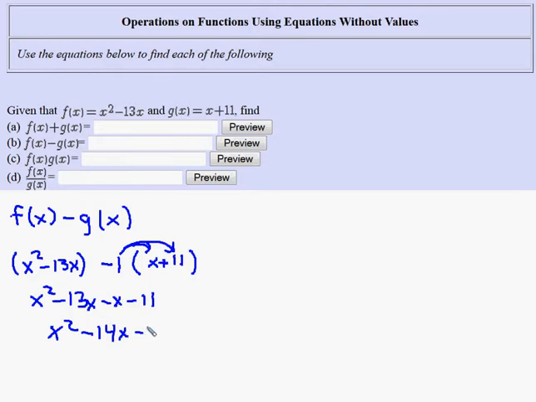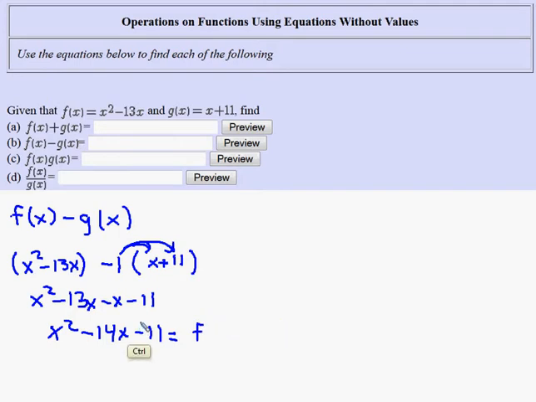And then I have my minus 11. Again, in Math.as, you would type this answer in like this. If this was a homework problem or a workout test, your teacher would want you to write your final answer like this, stating the original question, f of x minus g of x, so that we know exactly what we've written here. F of x minus g of x is equal to x squared minus 14x minus 11.